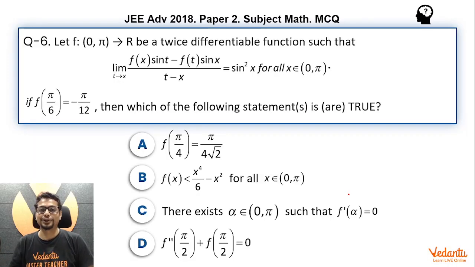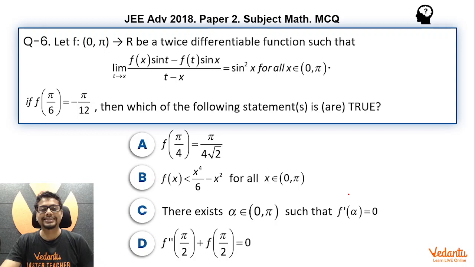We are discussing JEE Advanced 2018 Paper 2 Mathematics. And the question for this video is this. Let there be a function f whose domain is 0 open to pi open and the codomain is all real values. Be a twice differentiable function such that limit t tending to x, f of x sin t minus f of t sin x divided by t minus x equal to sin square x for all x in this interval 0 open to pi open. If f of pi by 6 is equal to minus pi by 12, then which of the following statement or statements are true? So it is a multiple correct type question. There are 4 options and we have to find which of these are true or correct.